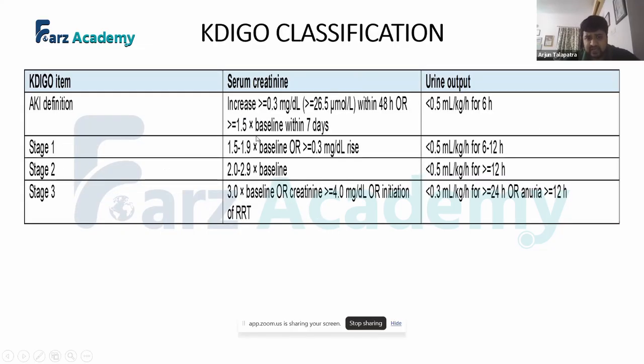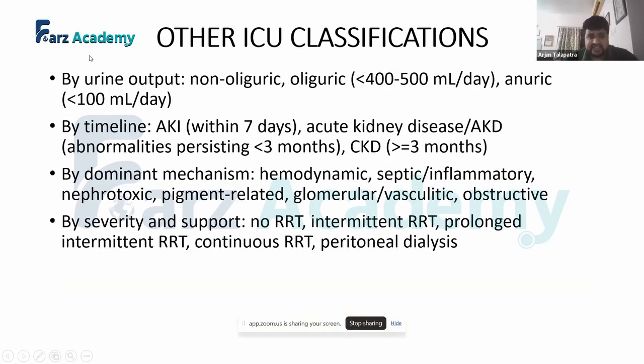So stage 1 patient is one who has either a more than or equal to 0.3 milligram per deciliter rise or a rise of 1.5 to 1.9 times the baseline. And according to the urine output criteria, if the urine output is less than 0.5 ml per kg per hour for 6 to 12 hours, then they fall within stage 1. Stage 2 is a patient whose creatinine has gone up to 2 to 2.9 times the baseline, or if their urine output is less than 0.5 ml per kg per hour for more than or equal to 12 hours. And a stage 3 patient is basically one who has a 3 times rise of the baseline, or whose absolute value of creatinine is more than 4, or a patient who has required renal replacement therapy irrespective of the creatinine level.